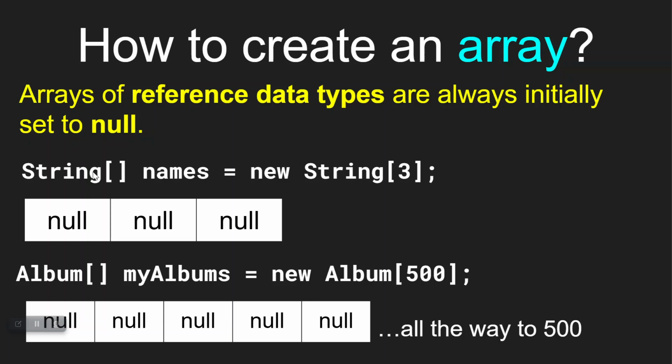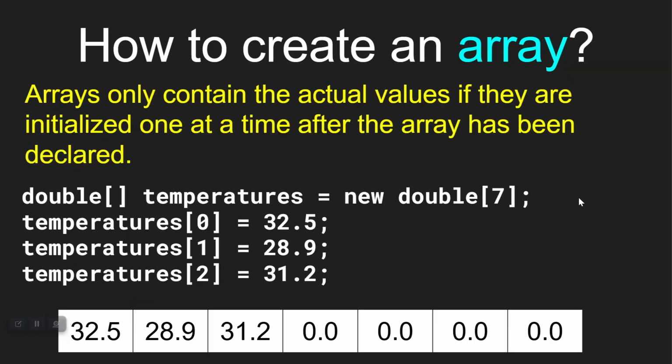If I create an array of reference data types, they are always set to null. So if I did a string array, called it names, set it equal to a new string array with a length of 3, then I would have an array of 3, and again, all of the strings would be null. And then the same thing down here, if I wanted to create an array of albums, I would say Album array and then call it myAlbums and set it equal to new Album array with a length of 500. And again, that would just be 500 little boxes, all with the value of null.